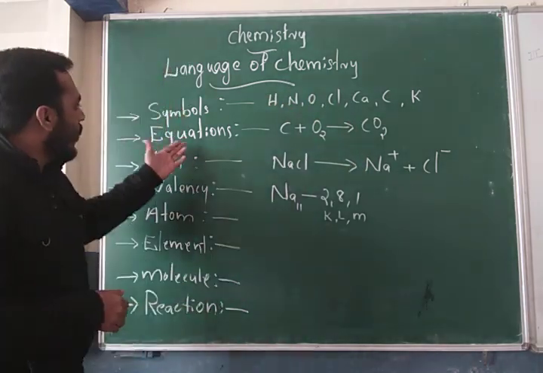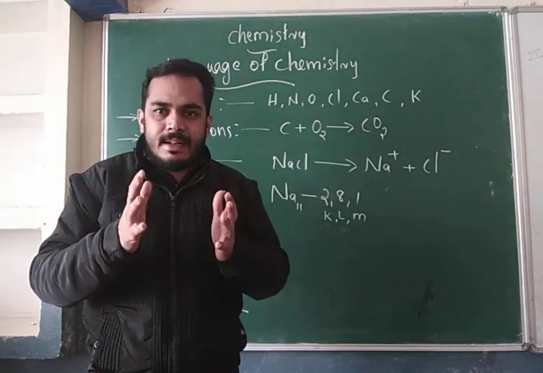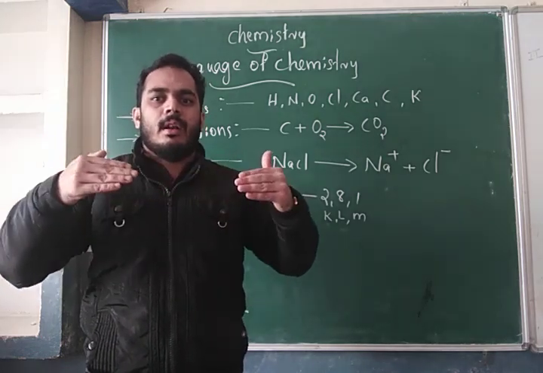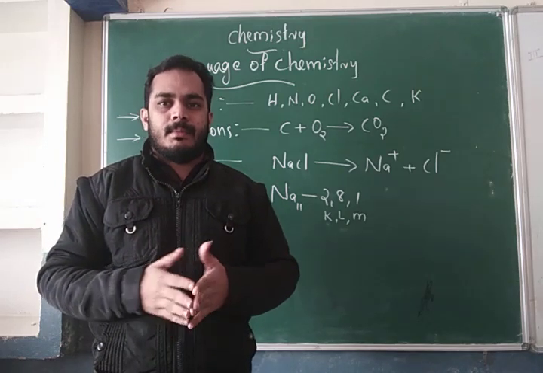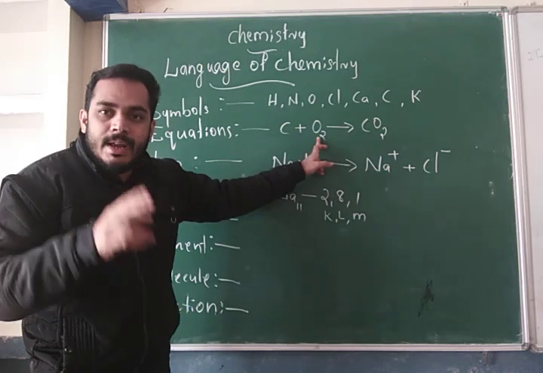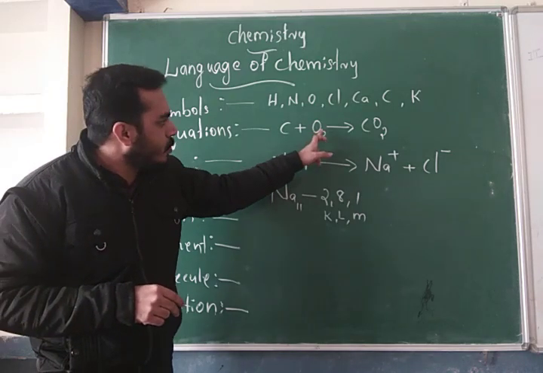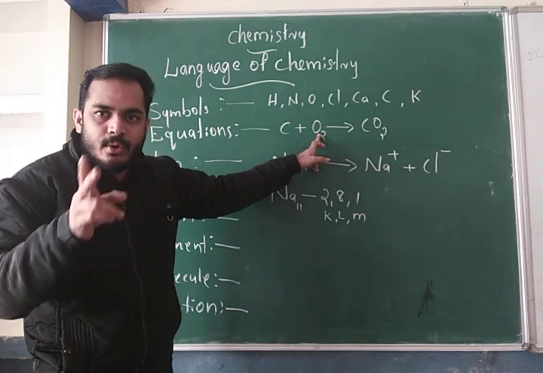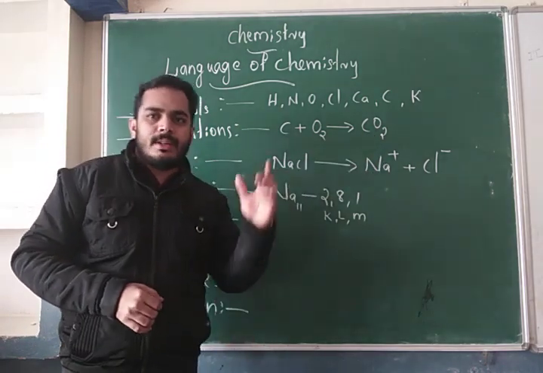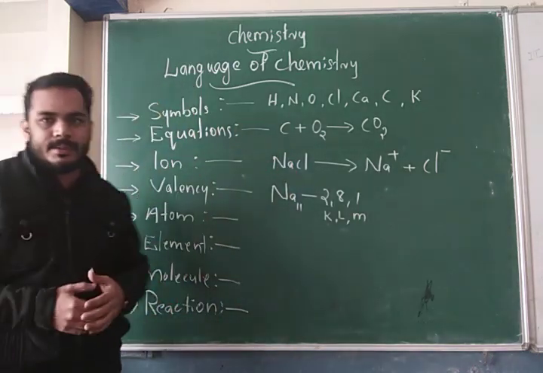And next one, equations. These symbols or substances combine together to form one equation. For example, written here: carbon and diatomic oxygen. Diatomic means two oxygen atoms. Carbon and diatomic oxygen combine together to form carbon dioxide. So it is an example of an equation. Okay. And next one, ions.